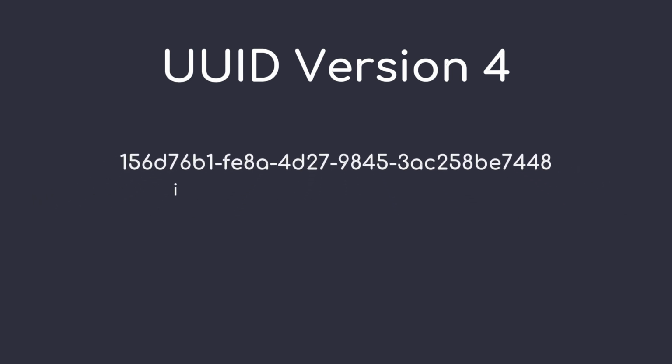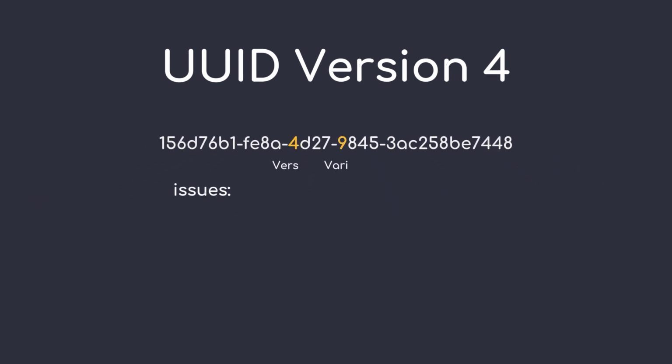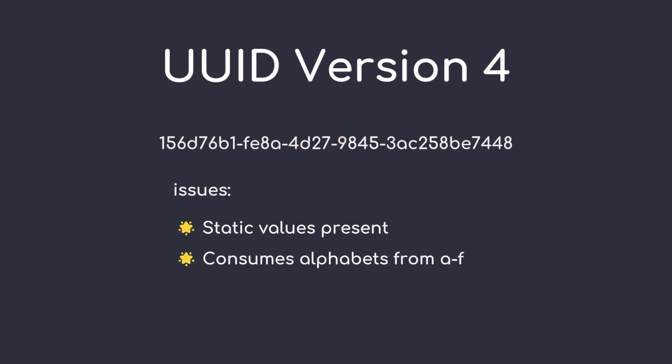Next is version 4 of UUID, which is random in nature. Just by hearing that, you might think this could be the right UUID version for your secret. Well, that's not the case, because even this version has its limitations. First, let's talk about the static values present within this UUID. The 2 static values here are the version and the variant, and they always stay the same. Moreover, UUIDs only use letters from A to F, meaning that it ignores letters from G all the way to Z. What that means is a lower complexity in the string.